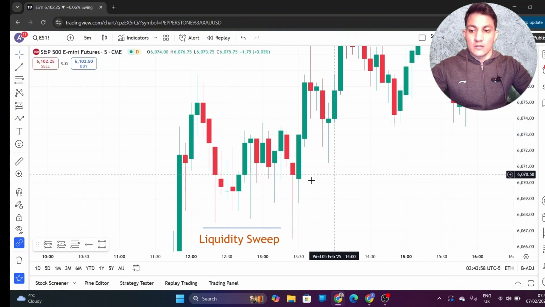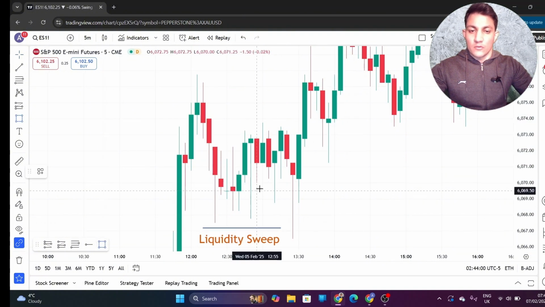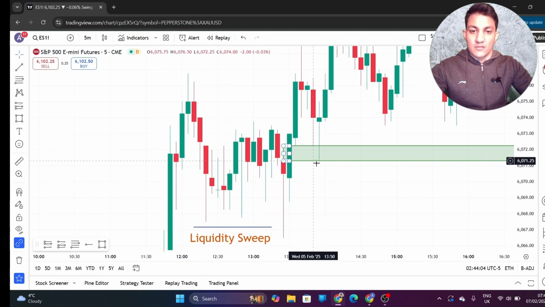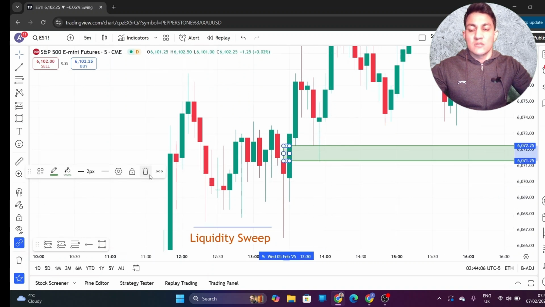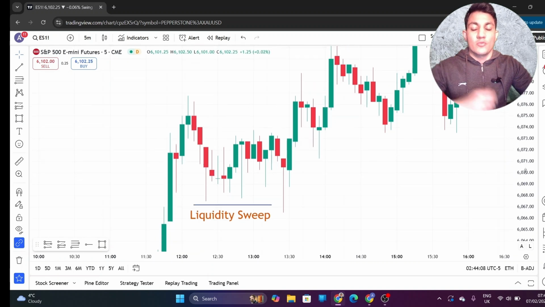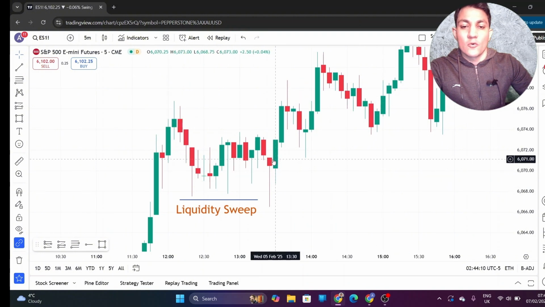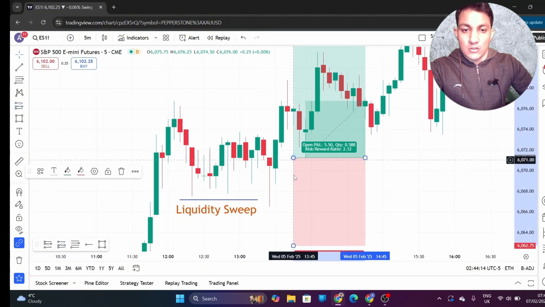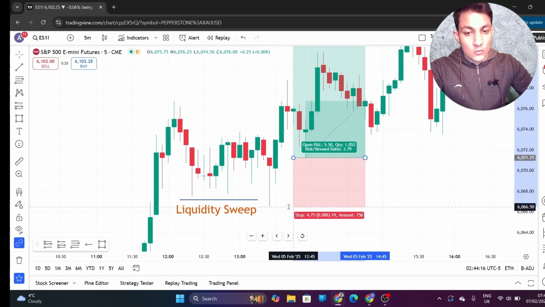Right, we've got our fair value gap, and let me just mark it out for you, because I know some of you will struggle with it. So here's your fair value gap, right? This is the fair value gap. Now, we don't want to enter on the fair value gap unless you're a fair value gap trader. But for me, I always like order blocks, optimal trade entry. What we're going to do is enter on the order block like this. Stop loss always at the liquidity sweep low.